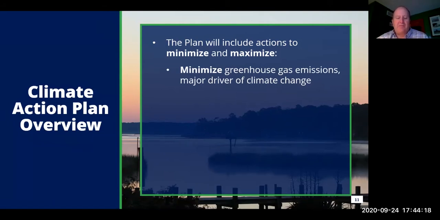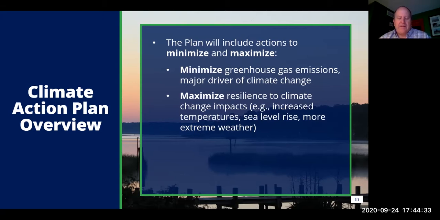If you'd like to learn more about this part of the plan, you can view the recording of last week's workshops on mitigation, which will soon be posted on the website. A link to the web page where you can access the recordings has been added to the chat box. The plan will also include how we can maximize our resilience to climate change impacts. This is what we're going to focus on this evening, specifically on sea level rise during this presentation. Future workshops next week will address adaptation to other impacts of climate change.